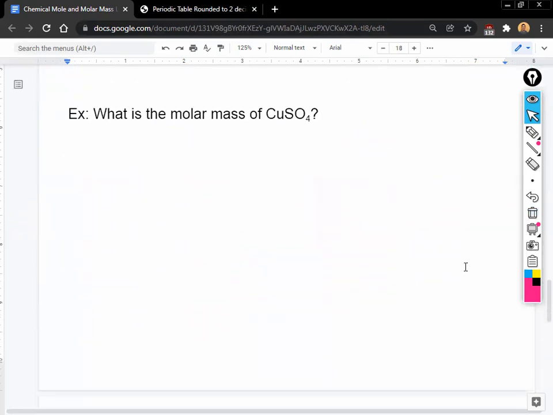Okay, find the molar mass of CuSO4. I'll give you guys 2 minutes to do that. We'll go over it and then we'll move on to one more type of problem and then I'll get you guys started. Okay, so find the molar mass of CuSO4.